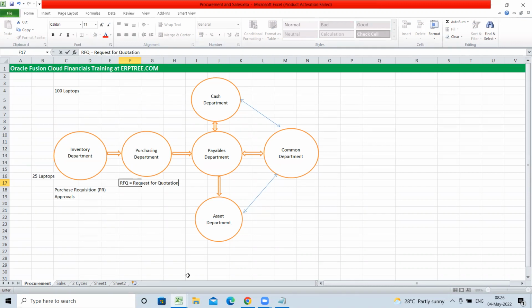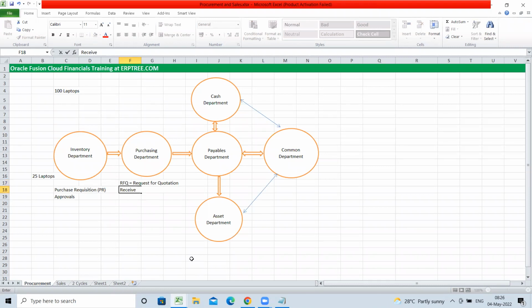That means they will request the suppliers to provide quotations, saying we need 75 laptops, this is the configuration requirement, and this is how soon we require them. The purchasing department will pass that information to suppliers to provide the quotations based on our requirement in the organization. Whenever the purchasing department requests the suppliers to provide quotations, suppliers will provide the quotations. That means the purchasing department will receive the quotations.